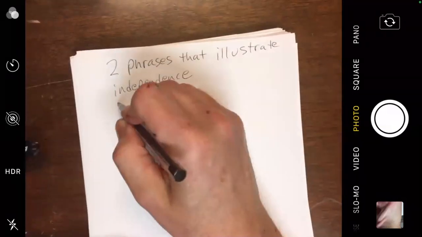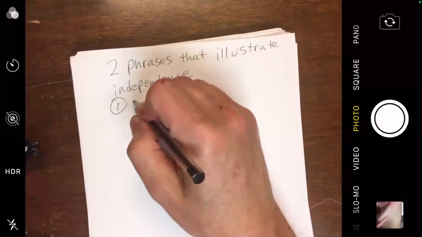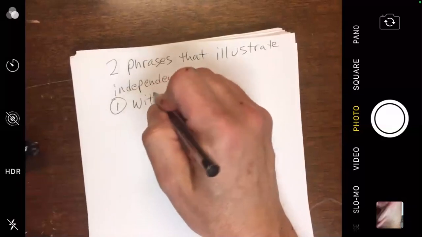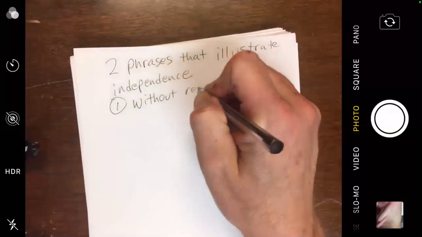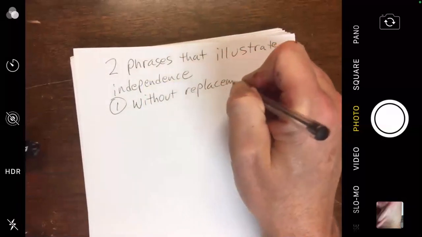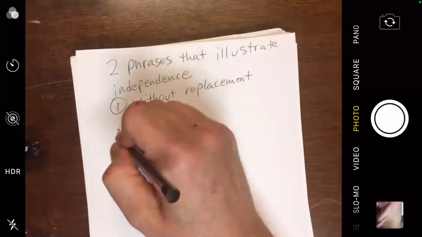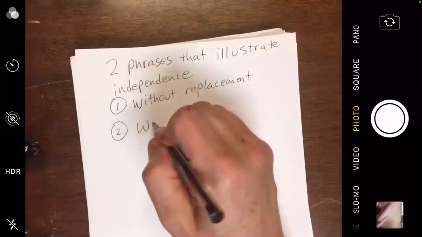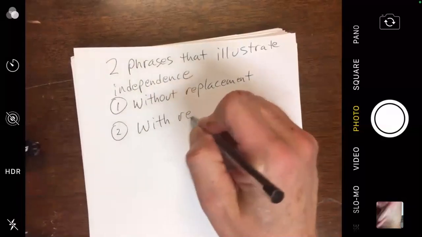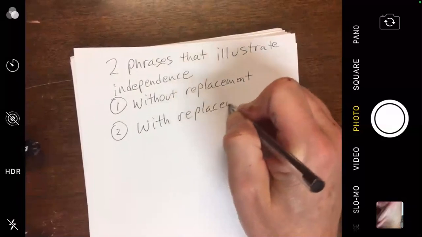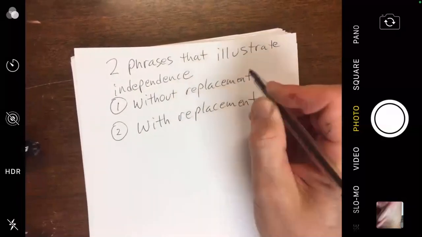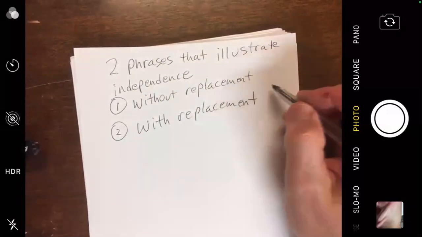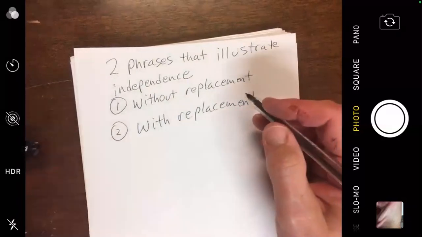All right. Phrase 1 will say without replacement. Phrase 2, with replacement. And sometimes they, again, don't use these phrases, but they can be implied.